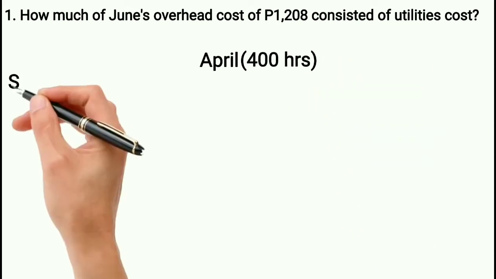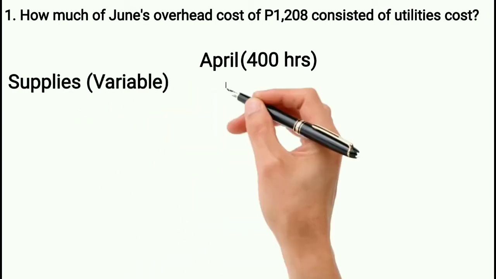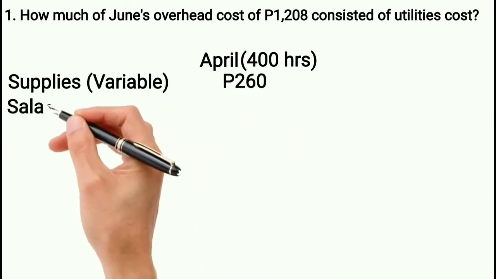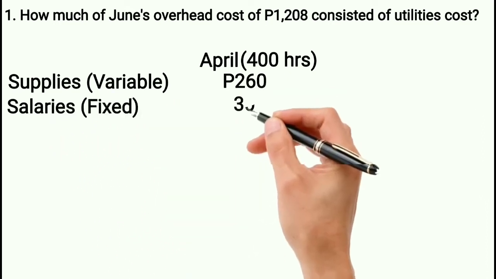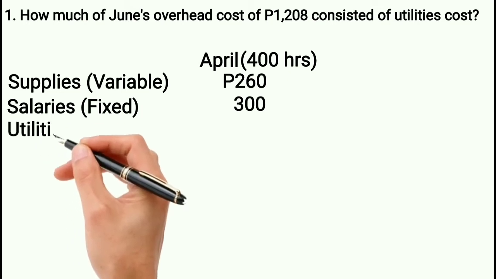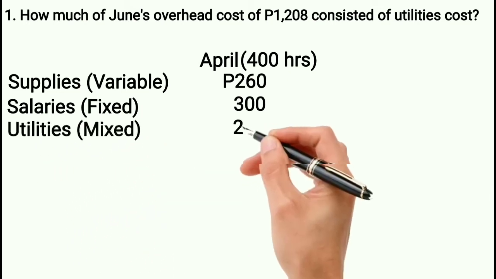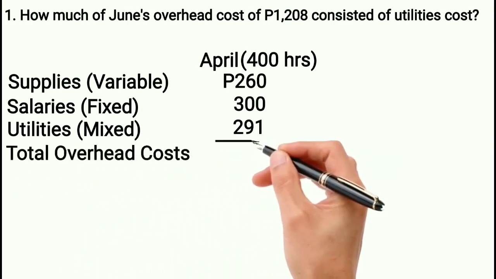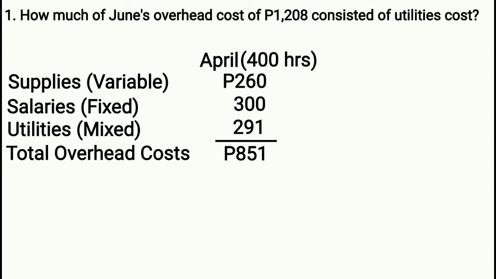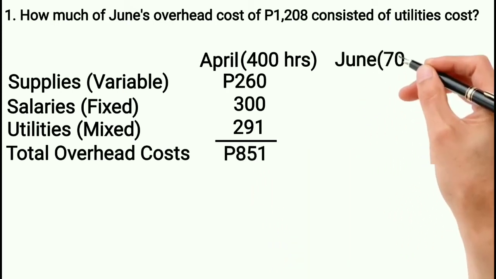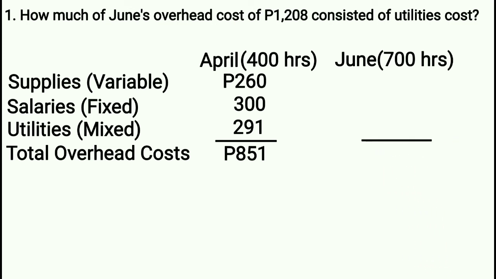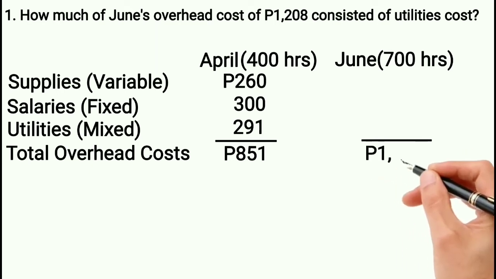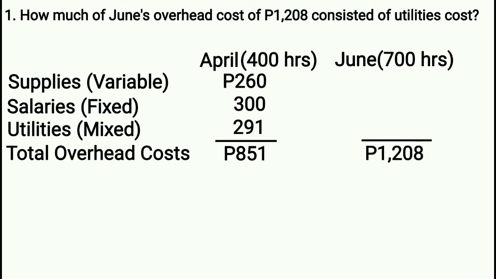In April, yung supplies na variable cost ay 260 pesos. Yung salaries na fixed cost ay 300 pesos. At yung utilities na mixed cost ay 291 pesos. All in all, the total overhead costs amount to 851 pesos. In June, the machine hours are 700 hours. At sinabi dito sa problem na ang total overhead cost sa June ay 1,208 pesos.